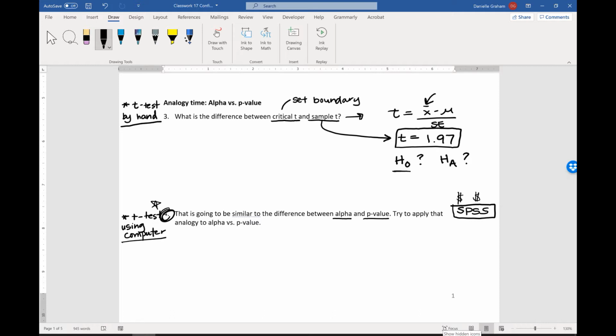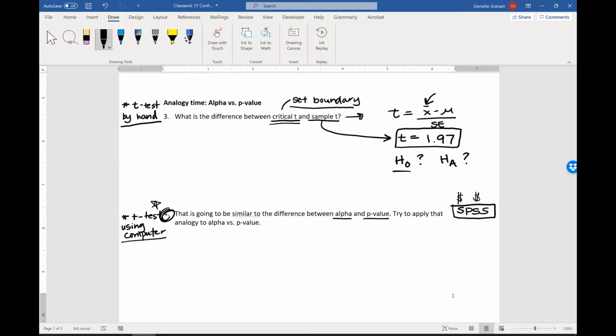We need something to compare it to in order to make that decision. And that thing that we compare it to is the critical T, because the critical T sets our boundary for, okay, well, is this in or is this out, is essentially what we want to figure. Is this fair? Is this foul? If we're thinking in terms of sports analogies.